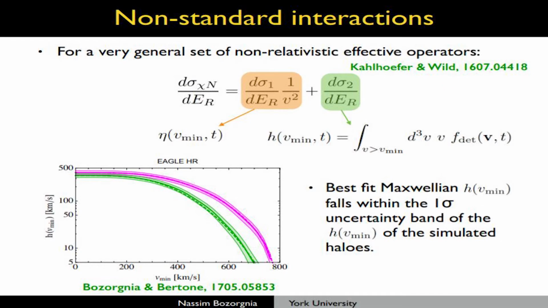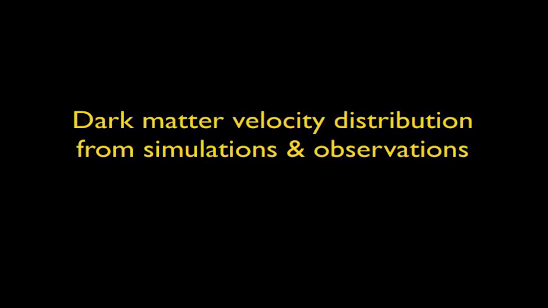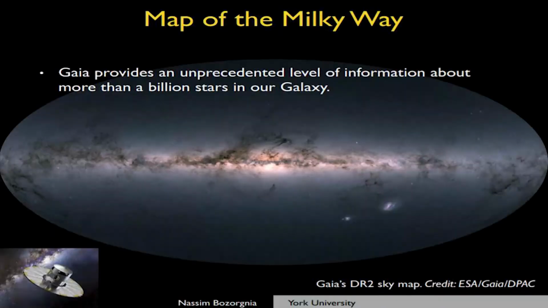But what happens now if you have some substructures there? And so we wanted to see if there are some inputs that we can use from observations. Well, of course, we have now Gaia, and Gaia provides this unprecedented level of information about the galaxy. And so we can definitely see what happens in stars around the position of the sun, and if we can actually find out what happens in dark matter, which are related to those stars.